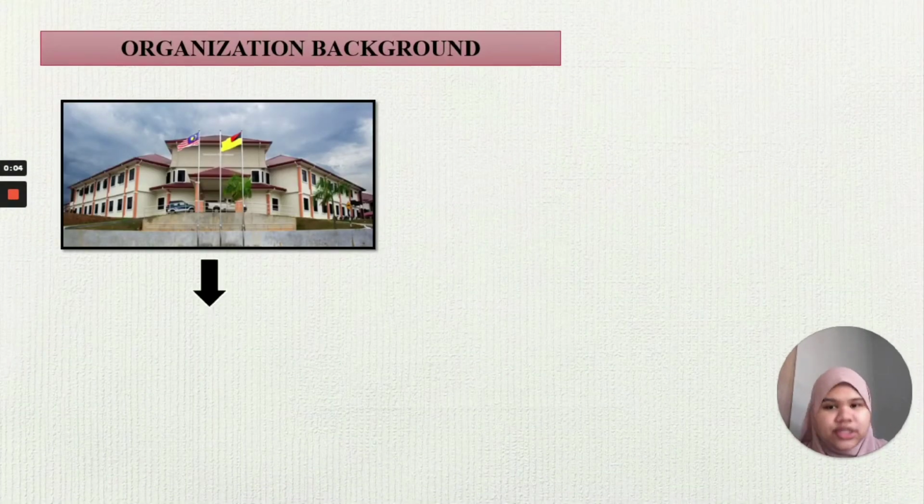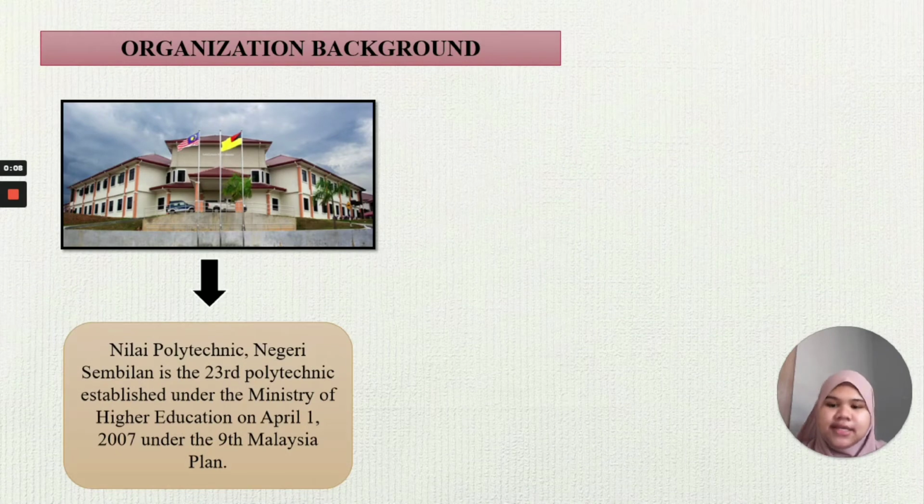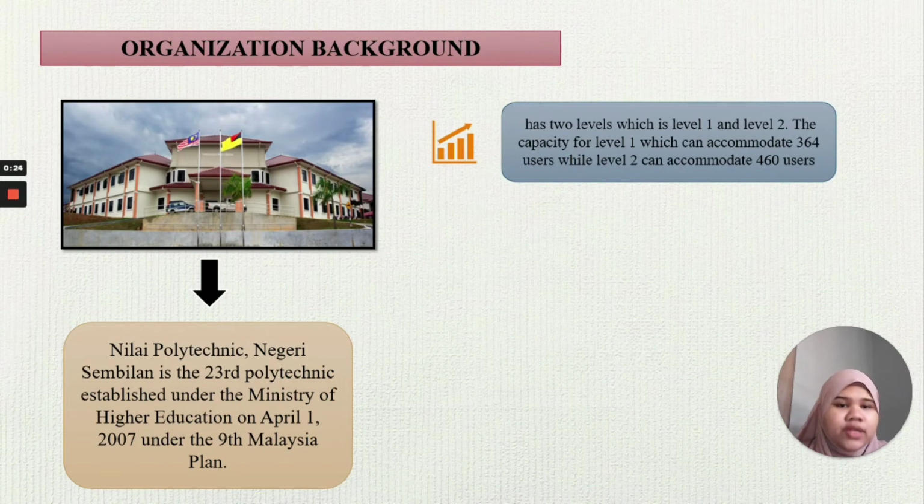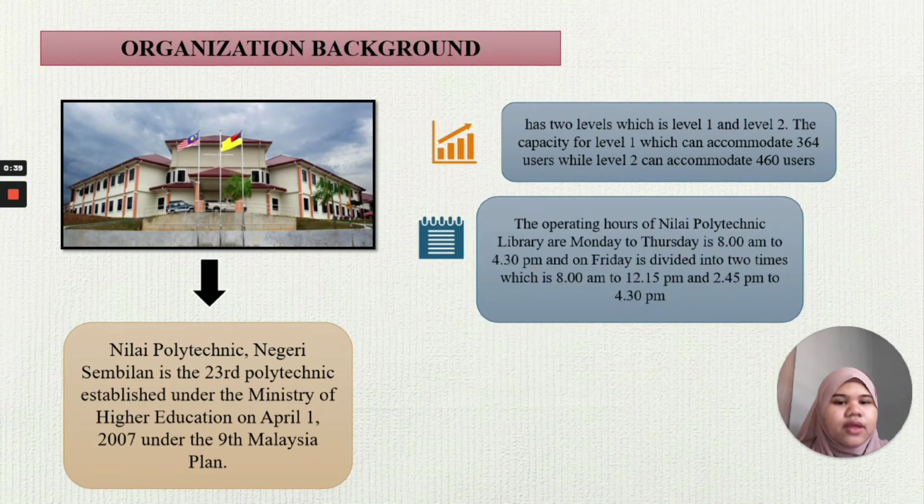Next is the organization background. Nilai Polytechnic Negeri Sembilan is the 23rd polytechnic established under the Ministry of Higher Education on April 1, 2007 under the 9th Malaysian Plan. Nilai Polytechnic Library has 2 levels, level 1 and level 2. Level 1 can accommodate 364 users, while level 2 can accommodate 460 users. The operating hours of Nilai Polytechnic Library on Monday to Thursday are 8 AM to 4:30 PM, and on Friday it is divided into 2 times, 8 AM to 12:50 PM and 2:45 PM to 4:30 PM.